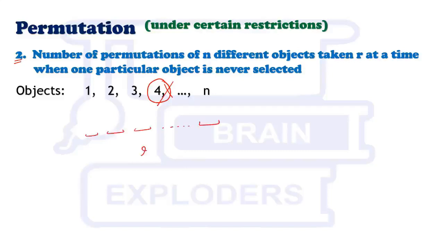Here we have r places, and this time we have n minus 1 objects. Since one object is removed, let us remove it from our given set of objects. So our question is converted into selecting and ordering r objects from n minus 1 objects. This can be done in n minus 1 P r ways.